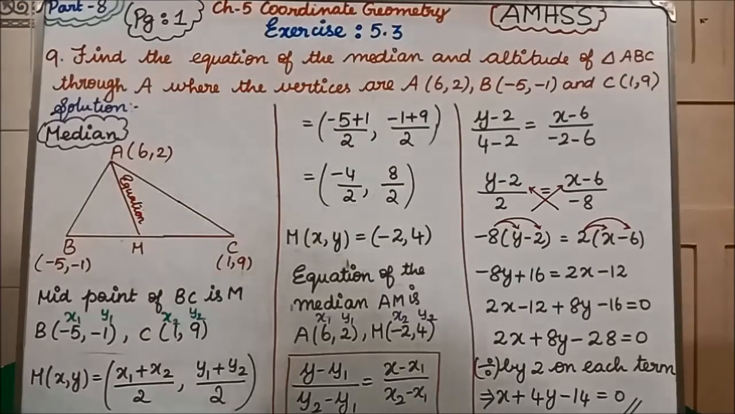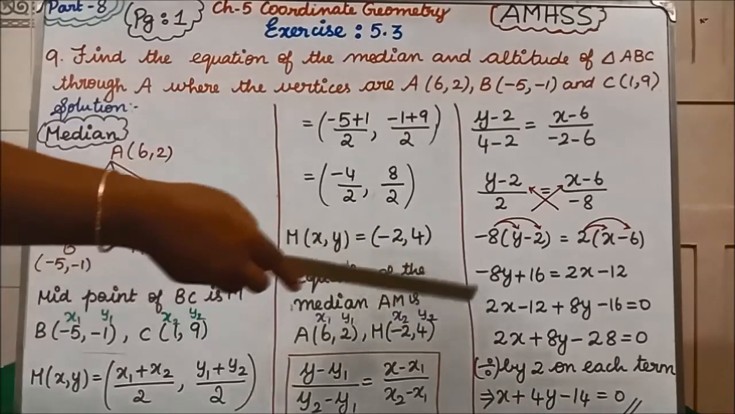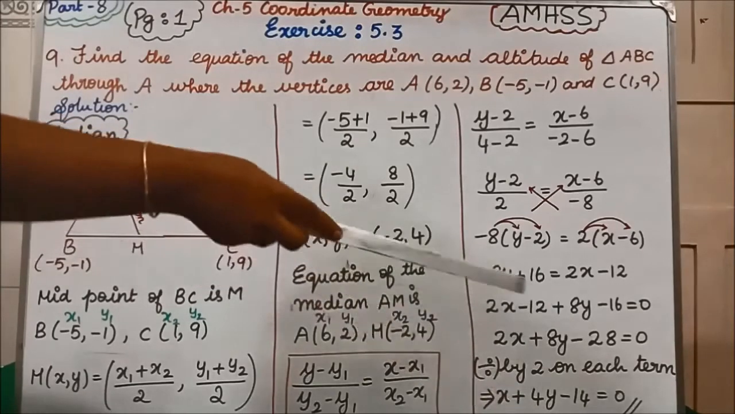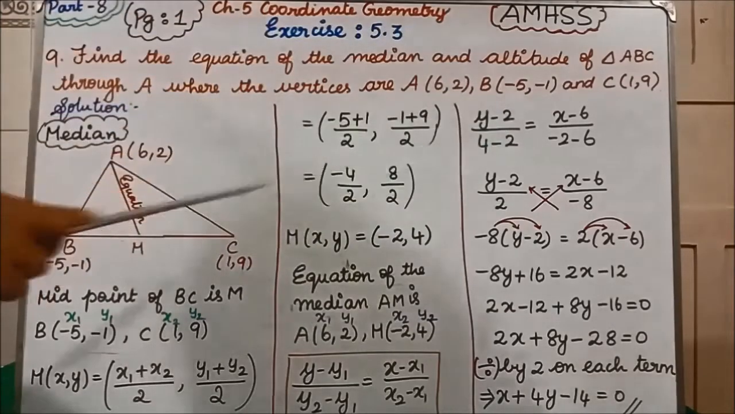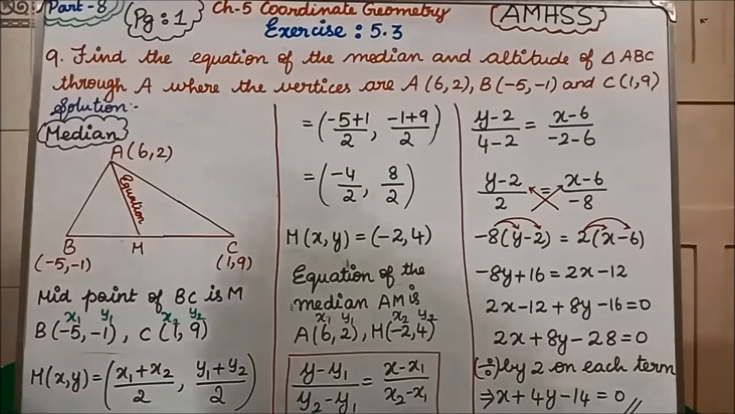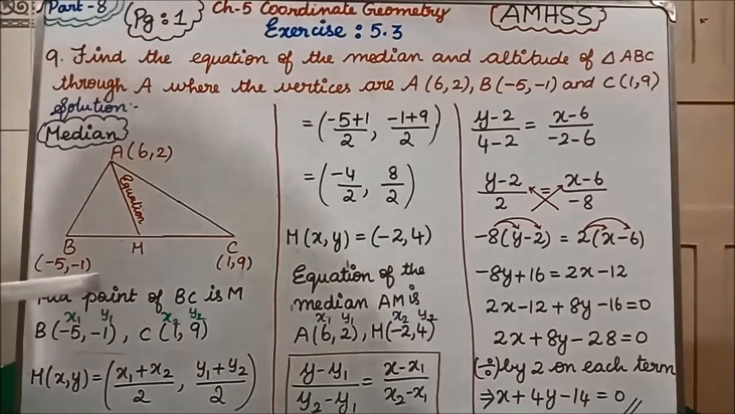I have told you many times how you have to write the general form of an equation: x term, y term, then constant. So 2x, then the y term, plus 8y, and -12 minus 16 is -28. Since 2x, 8y, -28, everything is divisible, we divide everything by 2. So x plus 4y minus 14 equal to 0. Clear all of you? Now we have got the equation of the median.